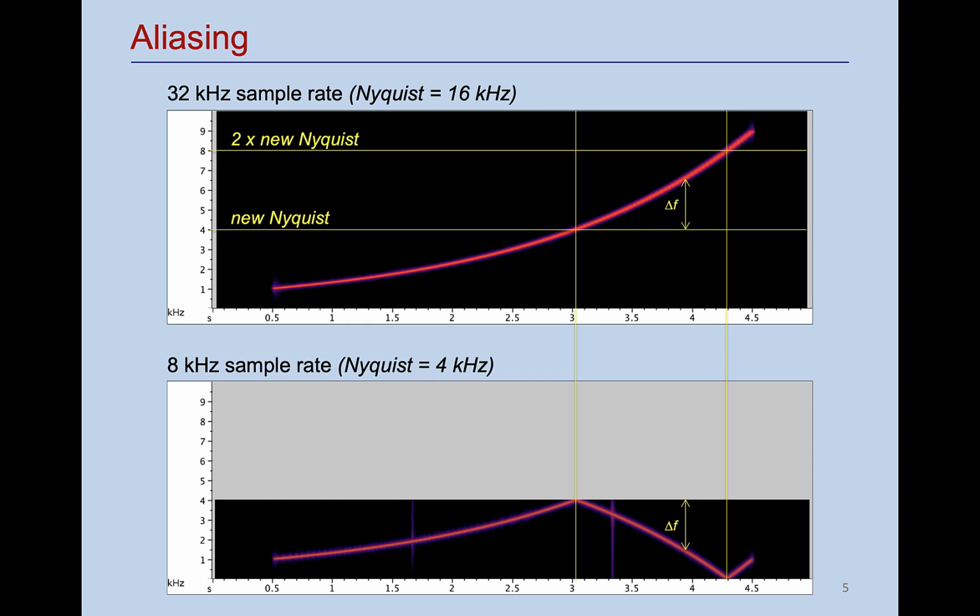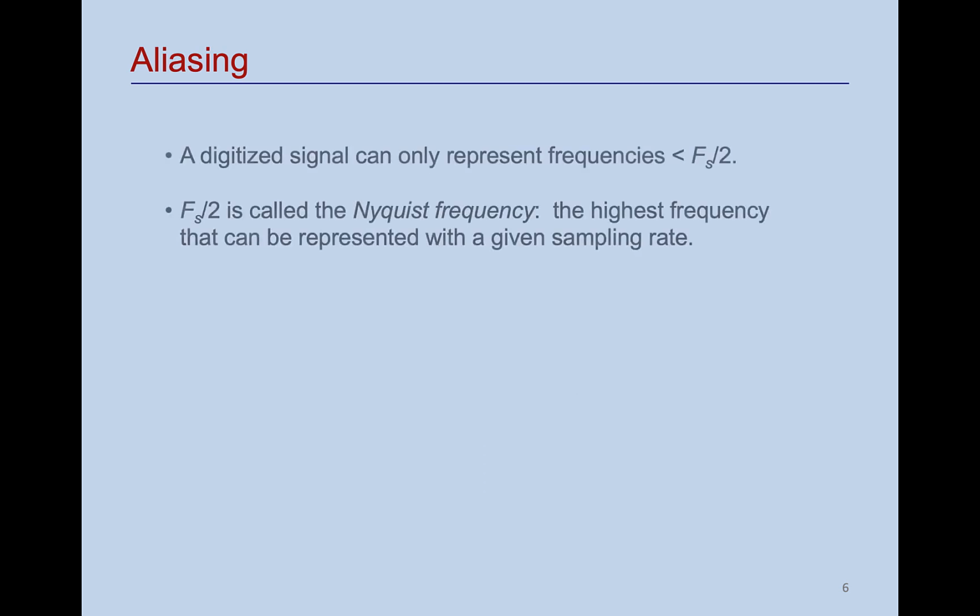This is a perfect example of aliasing. High-frequency sounds appear at a lower frequency in a new recording at a lower sample rate. To understand what's happening in aliasing, first remember that a digitized signal can only represent frequencies that are less than half the sample rate.